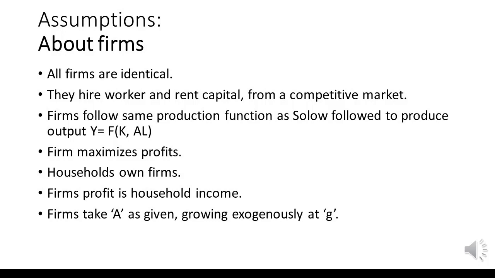Actually, the firm's profit is the household's income in the RCK model. As we see in the real world, the firms are owned by households and the profits of the firms are the income of households. Firms take A as given, growing exogenously at G. The growth rate of technology is exogenous and is constant at the rate of G.